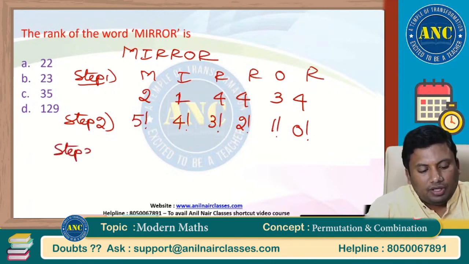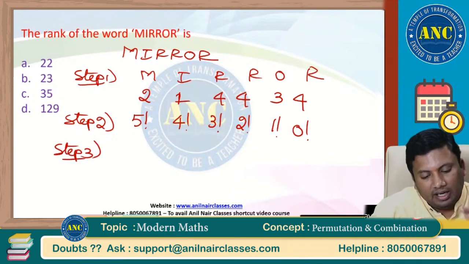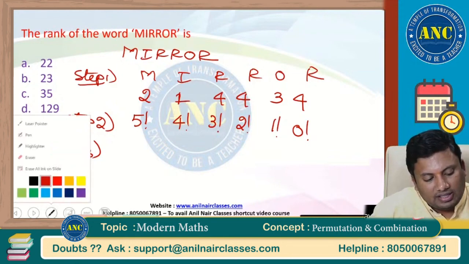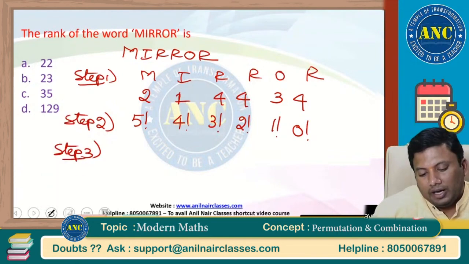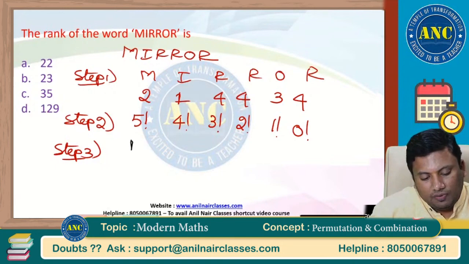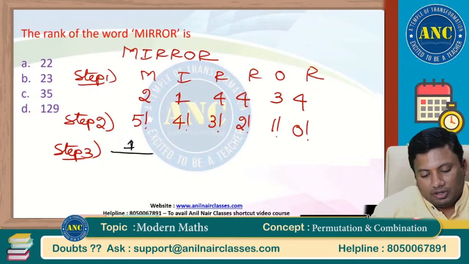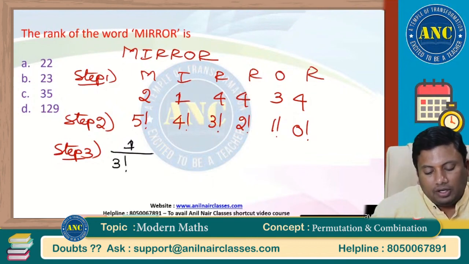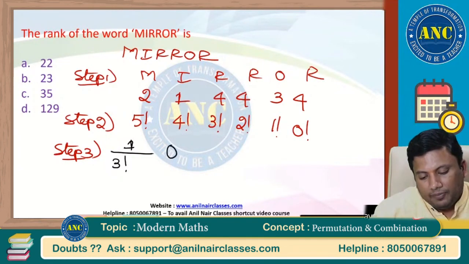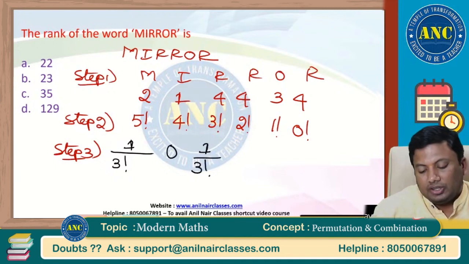Step number 3. How many are to the right side of 2 which are less than 2? 1 is less than it, so it is one number. How many are identical? 4 3s are identical, so 1 factorial by 3 factorial. How many are to the right side of 1 which are less than 1? None of them. How many are to the right side of 4 which are less than 4? There is one number. 4 is, it is 3 factorial.